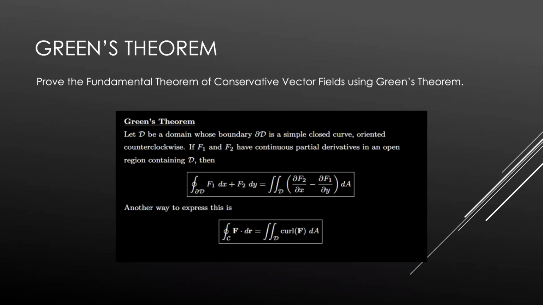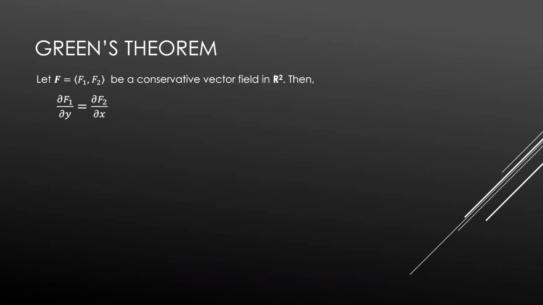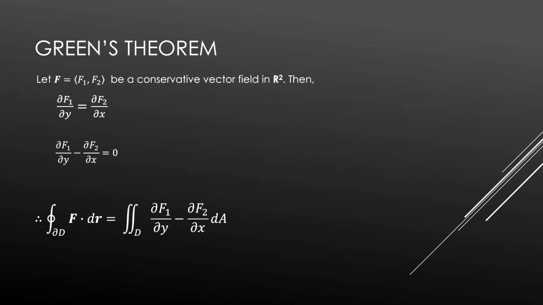Now, let's prove the fundamental theorem of conservative vector fields for closed curves using Green's theorem. For a two-dimensional conservative vector field, we know that the cross partial derivatives will equal one another. Rearranging this, we get that the difference of cross partials equals 0. This difference shows up as the integrand in the right-hand side of Green's theorem, and when we substitute 0 for it, we can see that the entire integral evaluates to 0, showing that the line integral for a 2D conservative field around a closed loop is also equal to 0.